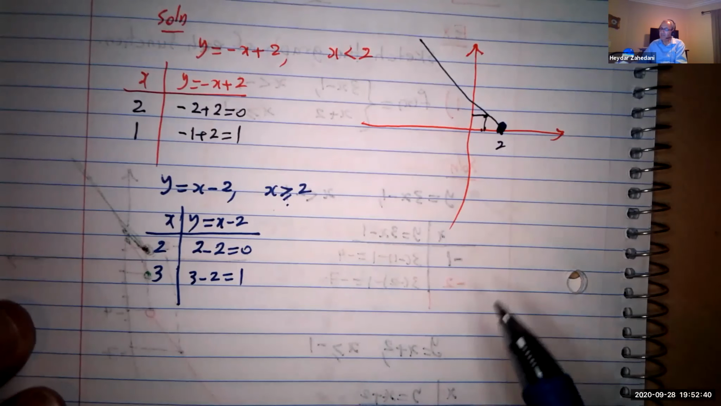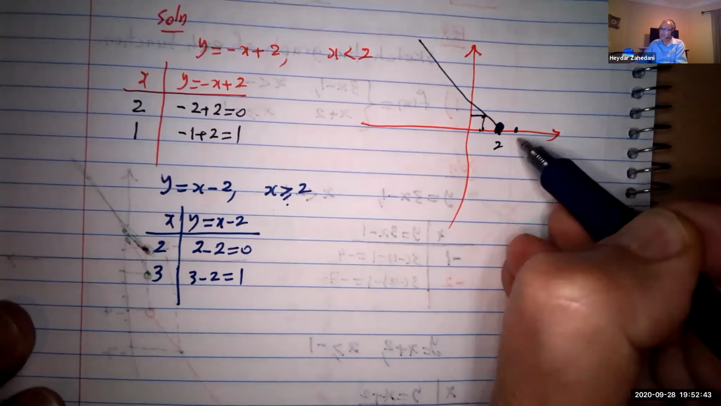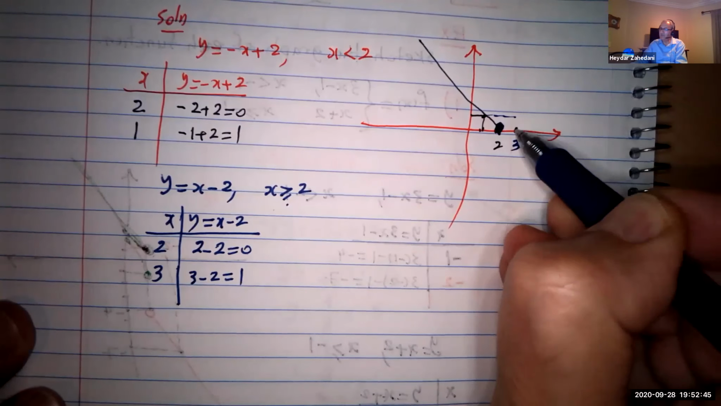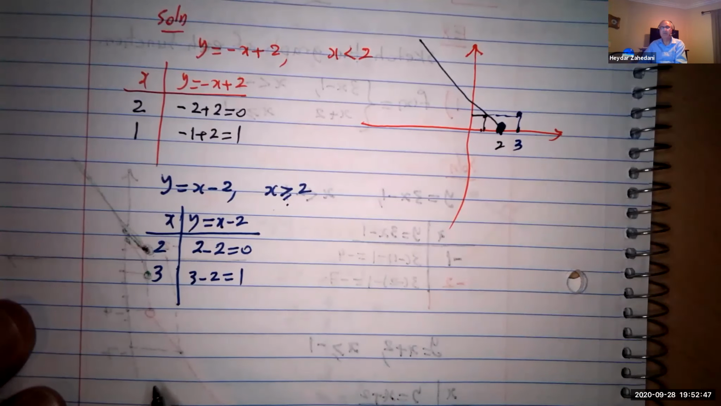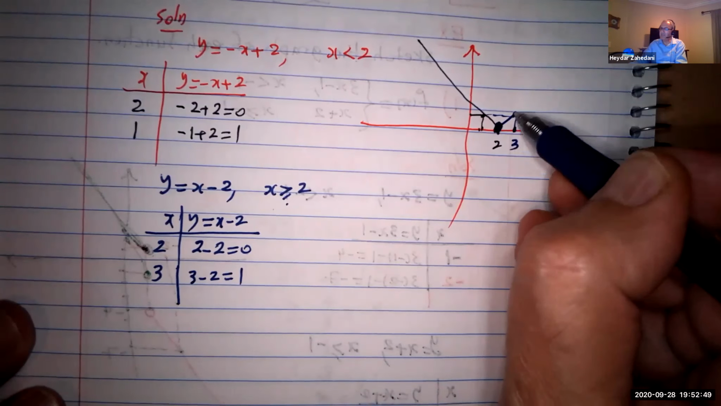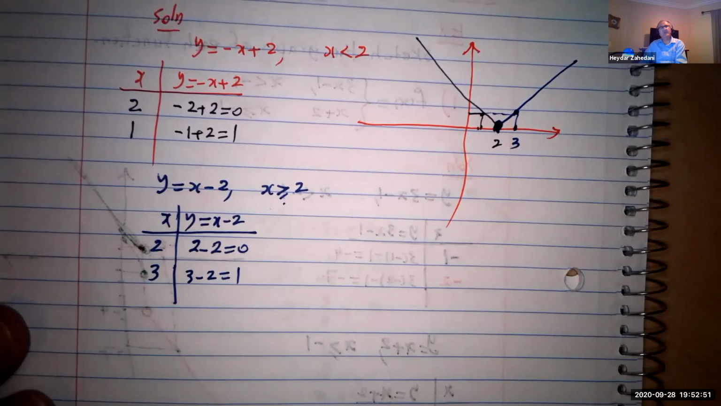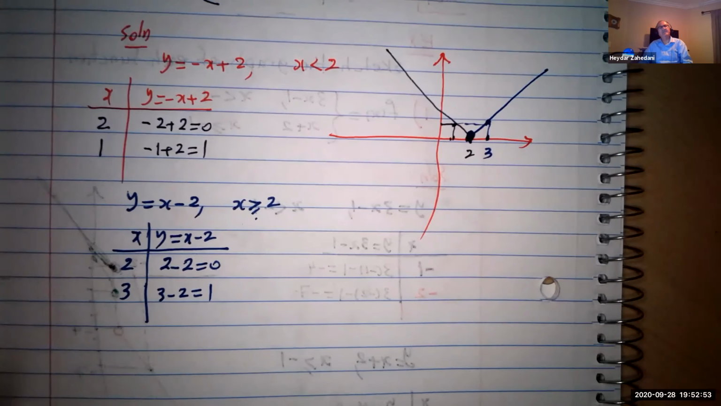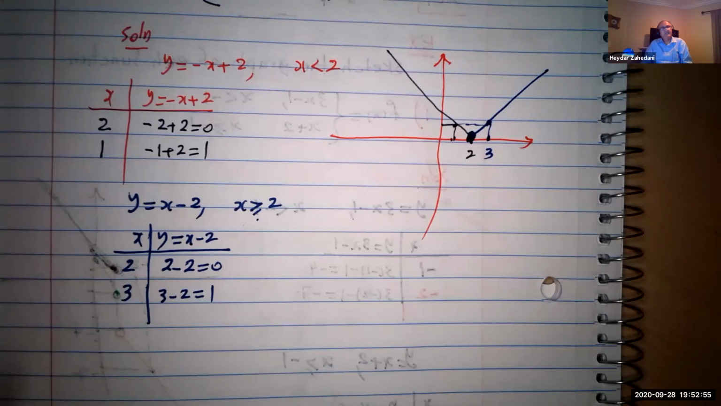Then 3, 1. 3, 1. And this is 1. This is another point. And you have to go to the right this time, you see, to the right. This is your graph. So in this case, there is no hole. The graph is one piece only.